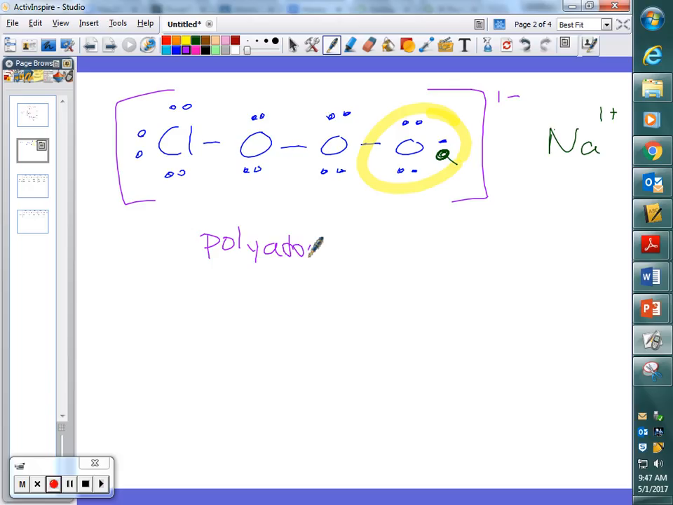This is a polyatomic ion. Why? Because it has more than one atom, and it has a different number of protons and electrons. In this case, more electrons than protons. Does that make sense? Okay. So, this polyatomic ion specifically, we call the chlorate ion.